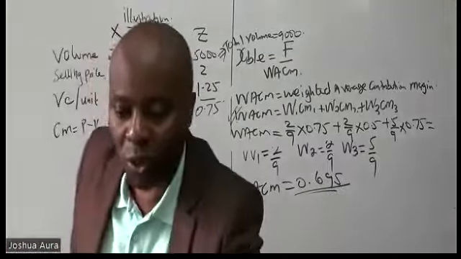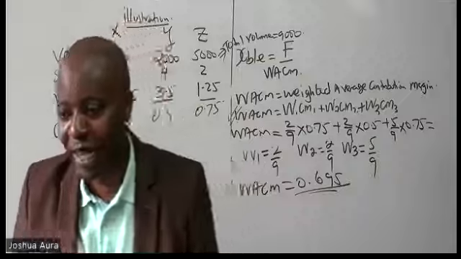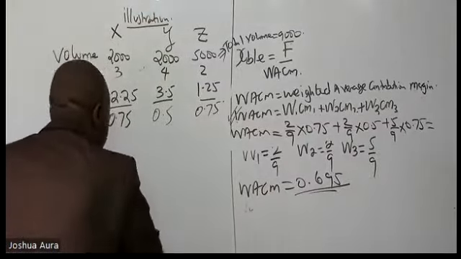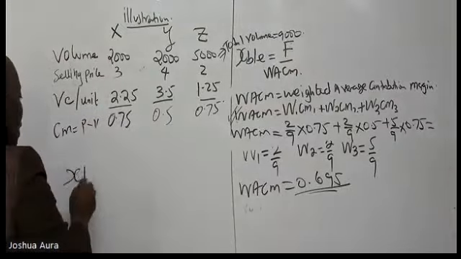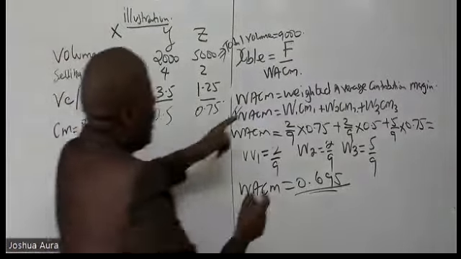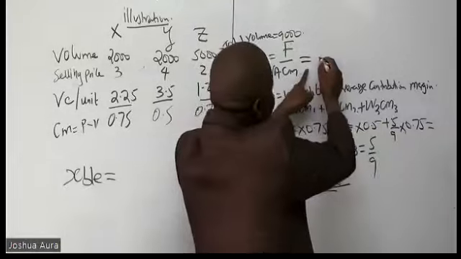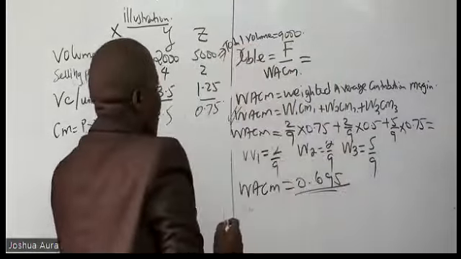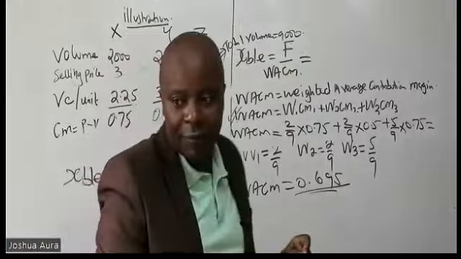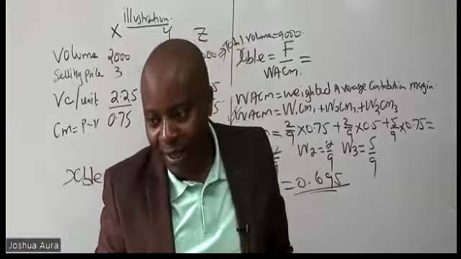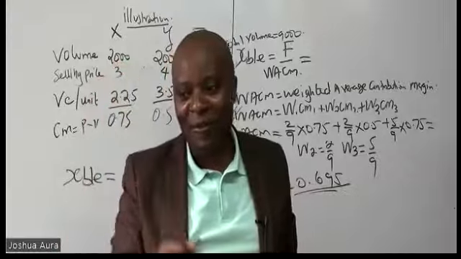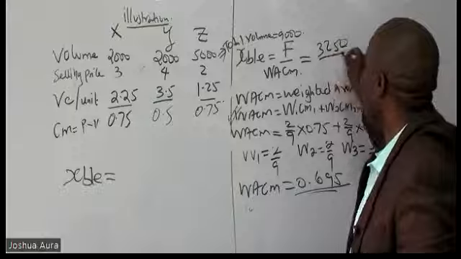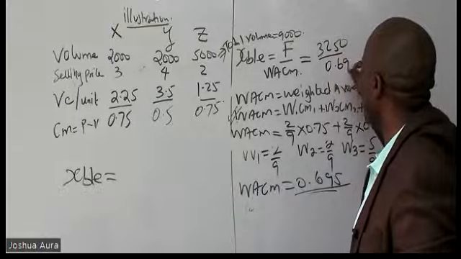What these guys want us to get, ladies and gentlemen, is this simple thing. They want us to give them X break even. They've just said here that X break even is the fixed cost over the WACM. What is our fixed cost amount? The fixed cost amount for the firm is 3250. So this will be 3250 divided by our 0.695.